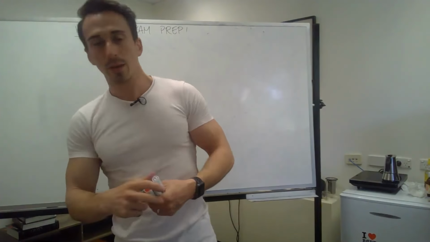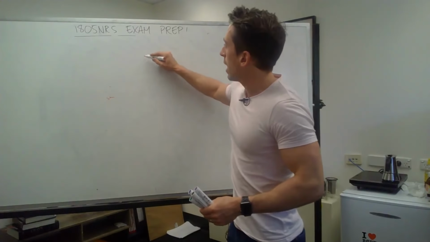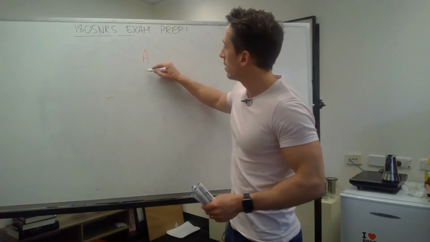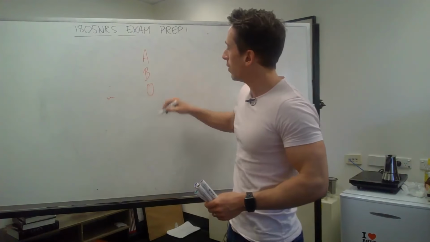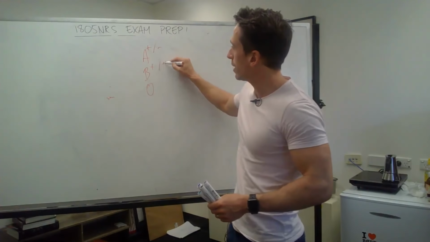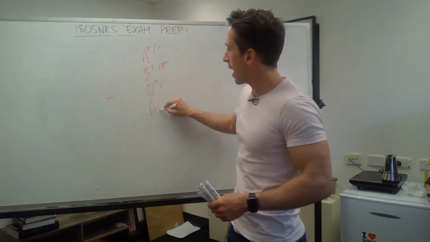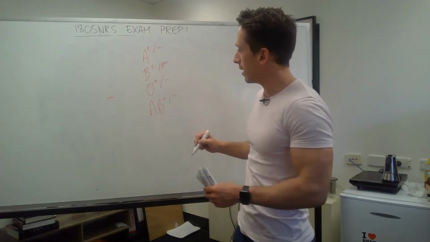All right, blood groups. Four blood groups. What do you need to know? Remember, you're going to have A, B, and O. A can be A positive or A negative. B can be B positive or B negative. O can be O positive or O negative, but you can also have AB positive and AB negative.